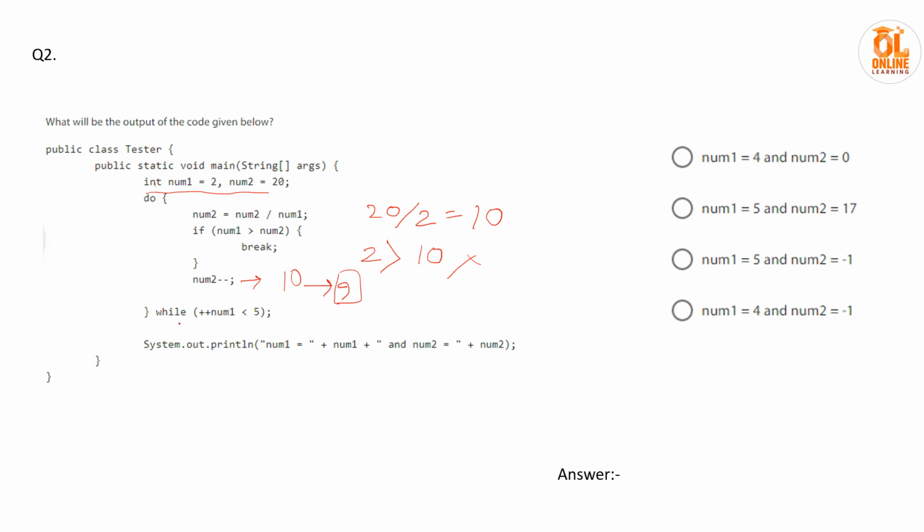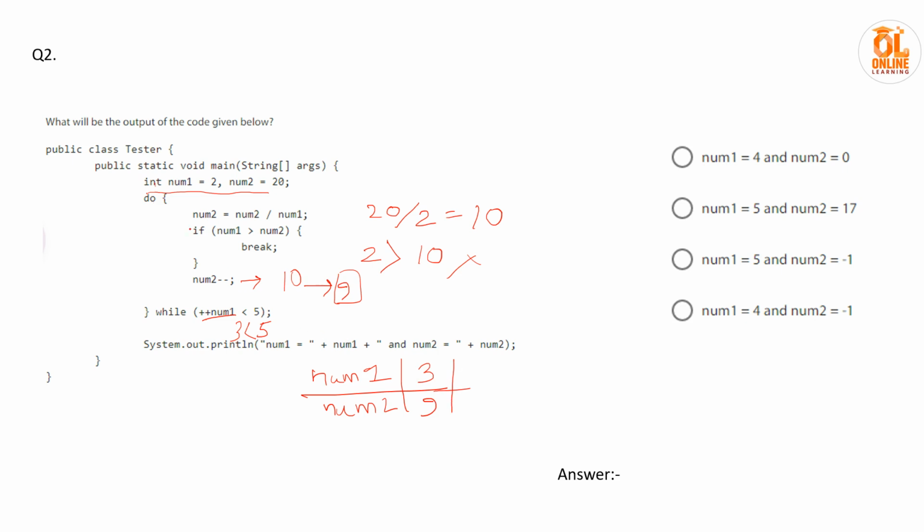Now we will check this condition. This is a pre-increment operator, plus plus num1. So num1 was 2, now it will become 3. So is 3 less than 5? Yes, the condition is satisfied. So after the first iteration, num1 is 3 and num2 is 9.